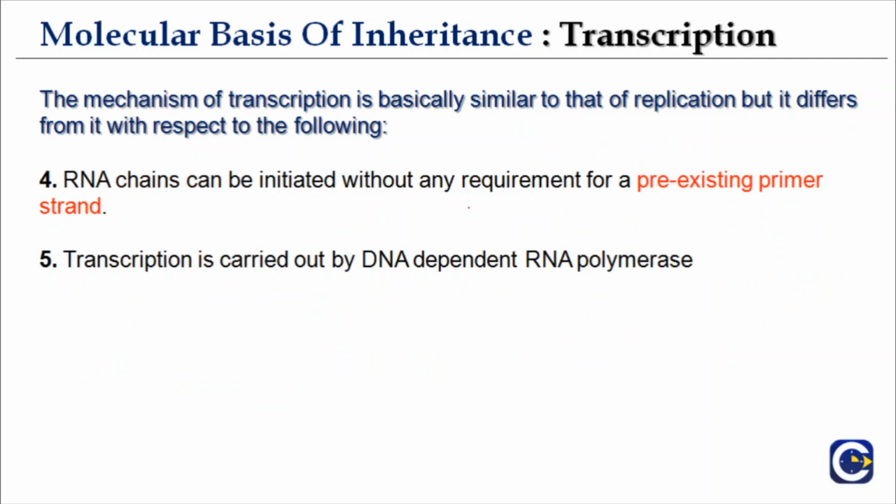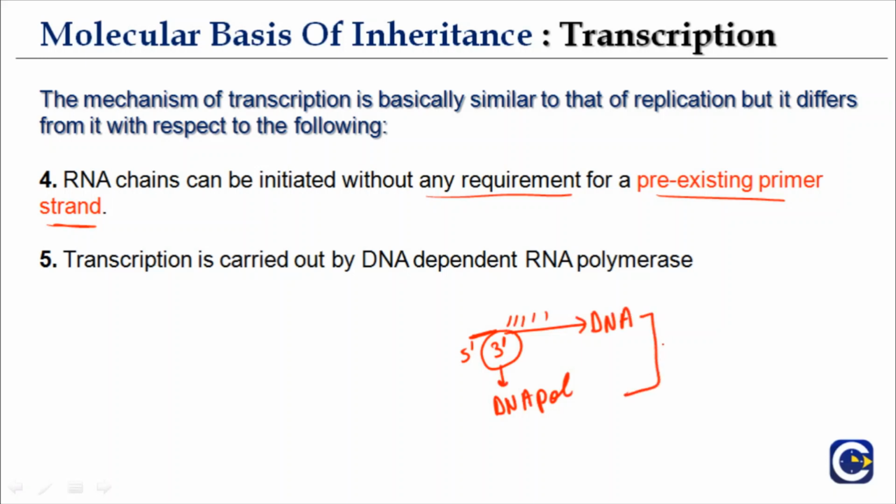RNA chains can be initiated without any requirement of a pre-existing primer strand. If you went through the last part of this chapter, on replication, we saw that replication of DNA requires an RNA primer. So an RNA primer must be present, always synthesized in the 5' to 3' direction, and only then is DNA polymerase capable of adding nucleotides to form the DNA molecule. You remember this, right? If you don't remember, just go and watch the video again. So this was in case of replication.